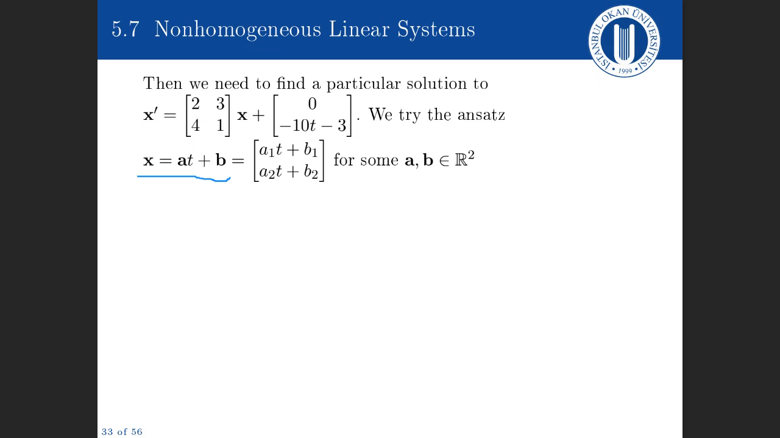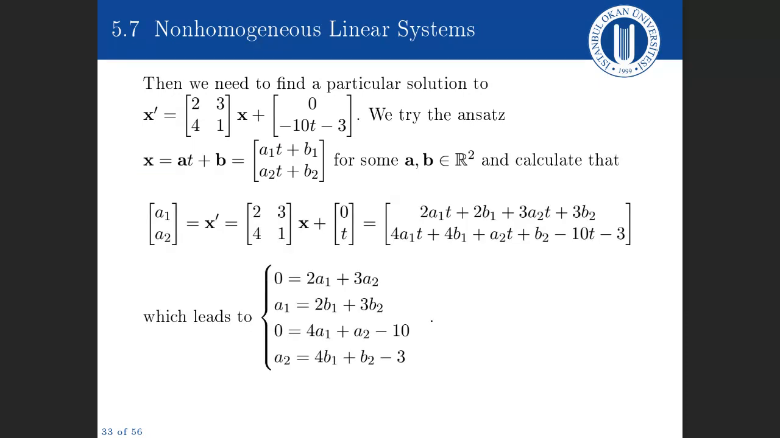Let's put this into the differential equation and see what we get. On the left, x prime is just (a1, a2). And on the right, I'll leave it for you to check, we get this. If we look at the terms involving t, here's one and here's one, we get 0 is 2a1 plus 3a2. If we look at the terms involving 1 at the top, we get a1 on the left, 2b1, 3b2. So a1 must be 2b1 plus 3b2.